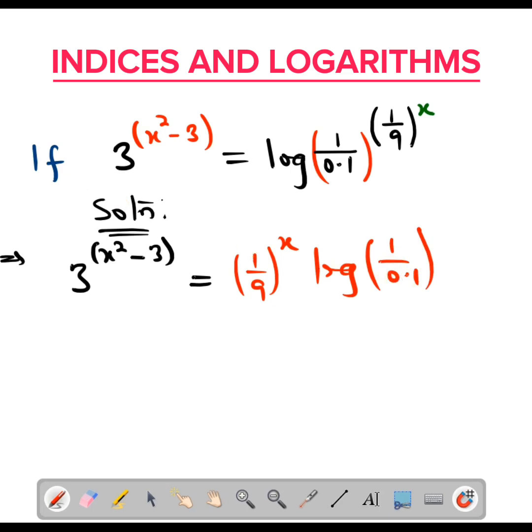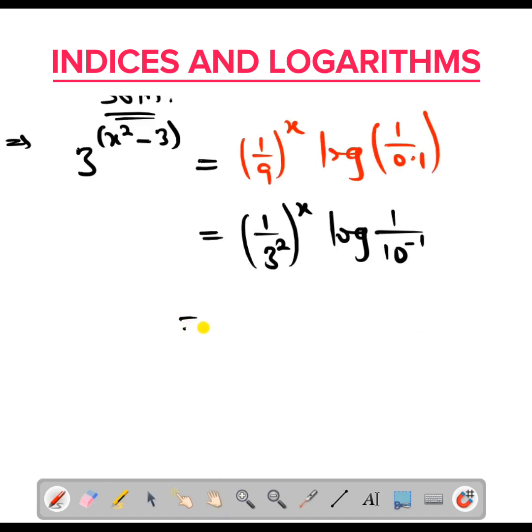Okay, so let's try to work on the right hand side a little bit. Of course, we'll try to change this to index form. So we have that this is 1 over 3 raised to the power of 2, all raised to the power of x, and then this is multiplying log. Now we know that 1 all over 0.1 is actually 10. Okay, because how? 0.1 is the same thing as 10 raised to the power of minus 1.